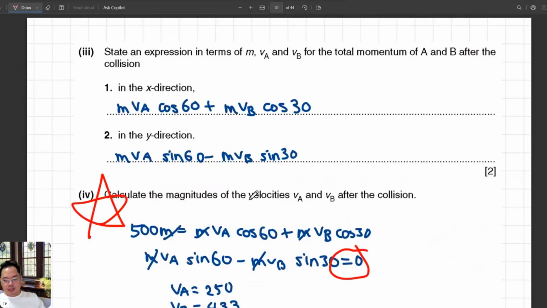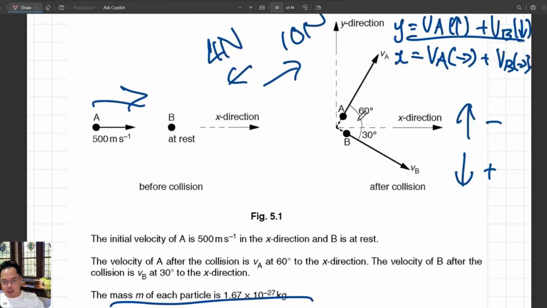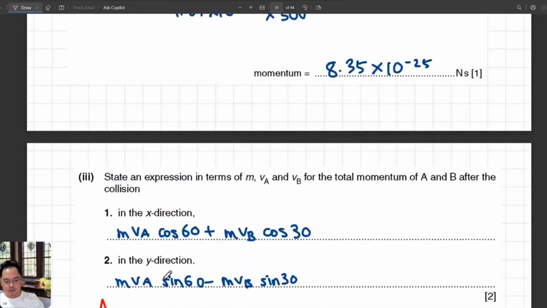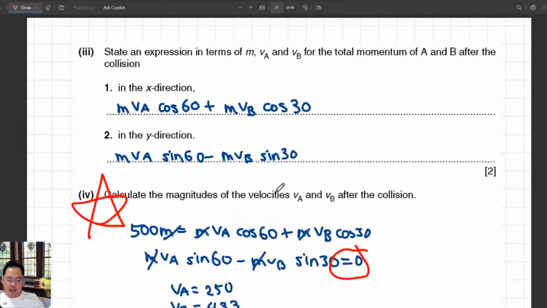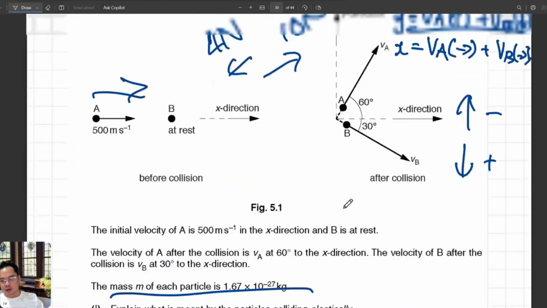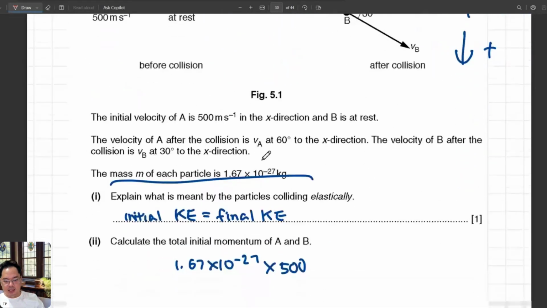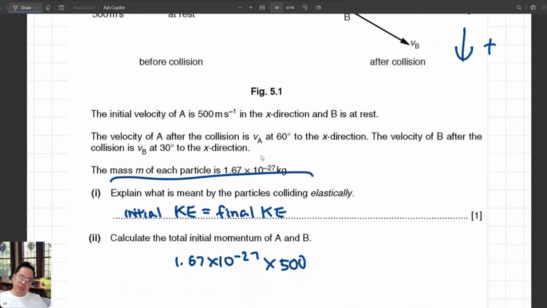Calculate the magnitude of velocity VA and VB after the collision. In the x direction, m VA cosine 60 and m VB cosine 30. And here, the upward is positive, the downward negative. Calculating two things after the collision, elastically. It's a difficult problem. That's why you couldn't do it.